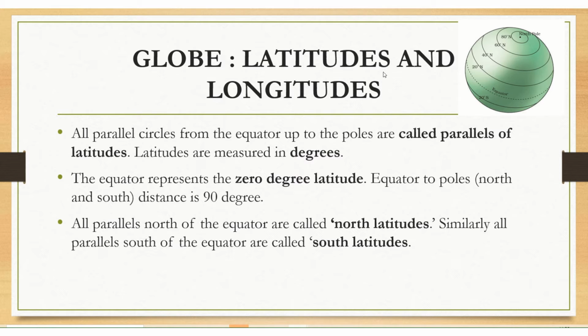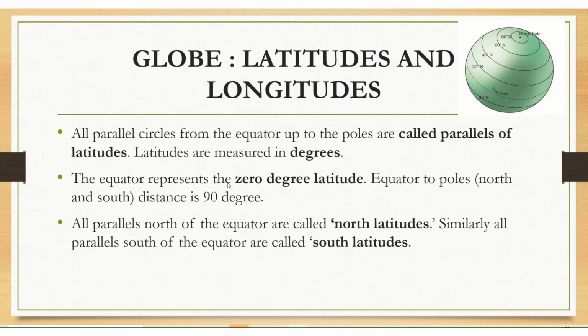All parallel circles from the equator up to the poles are called parallels of latitude. See, these are the parallel lines from the equator to the poles. These are called parallels of latitude. These latitudes are measured in degrees, like 20 degrees, 40 degrees, 60 degrees, 80 degrees.